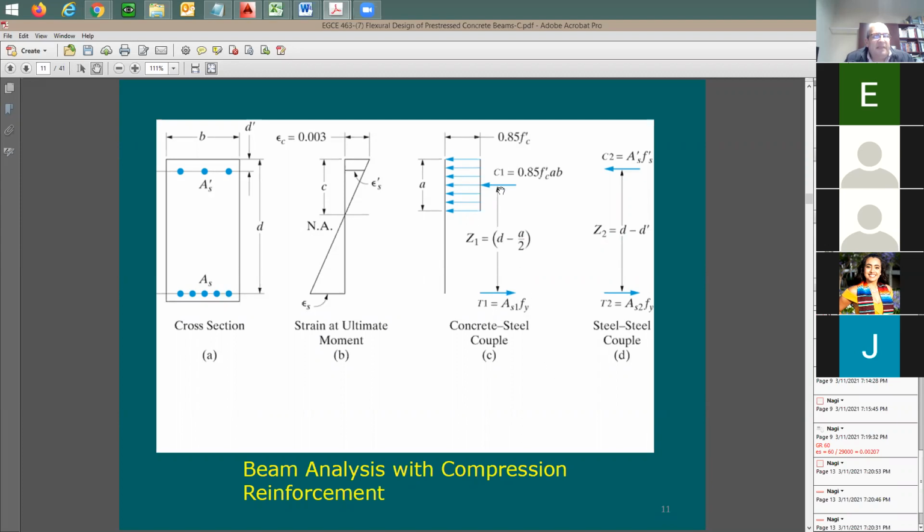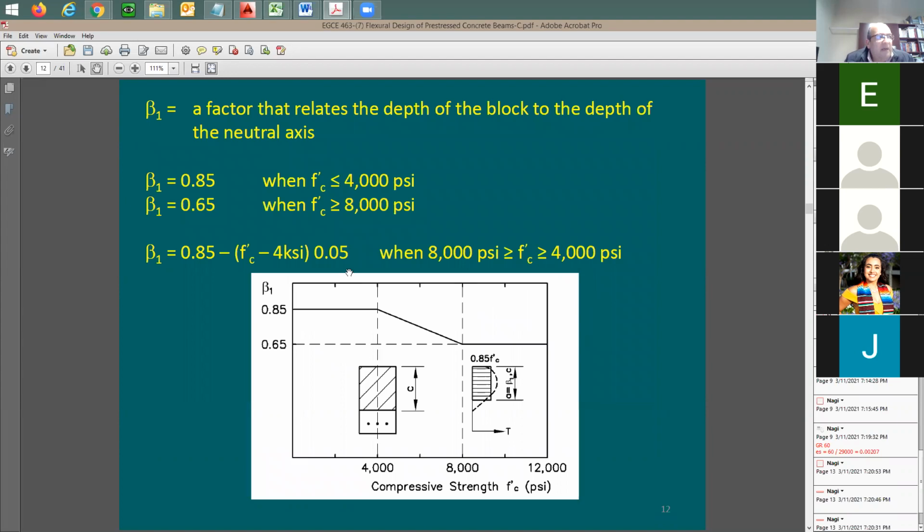And then at the end, I'm going to say this force is equal to that force, and this T2 is equal to C2. Two couples, I'm going to have C1 times Z1 plus C2 times Z2. So this is also the way that we treat the beam. Beta factor is this critical term to find out the C, the neutral axis depth, because it relates a, the compression block depth, the Whitney block depth, to the neutral axis depth. The ratio is beta 1, and beta 1 depends on the concrete strength.